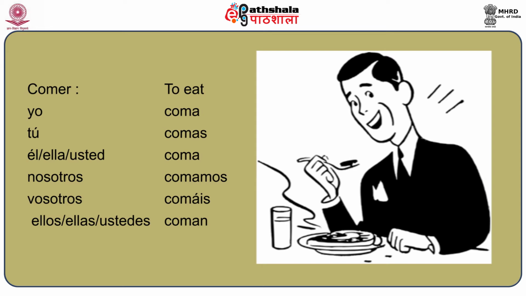In step 2, we take off the final o of the yo form, and we have to add now the AR ending verb patterns to the stem com. So the conjugations for the verb comer in the present subjunctive are like this: yo coma, tú comas, él, ella, usted coma, nosotros comamos, vosotros comáis, ellos, ellas, ustedes coman.